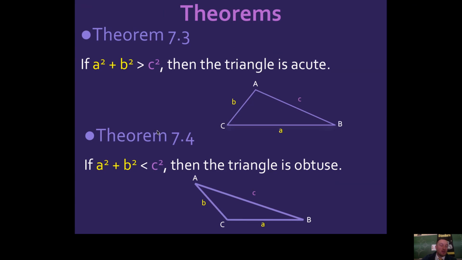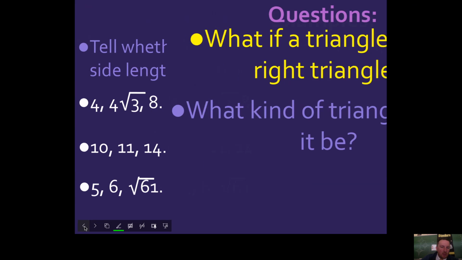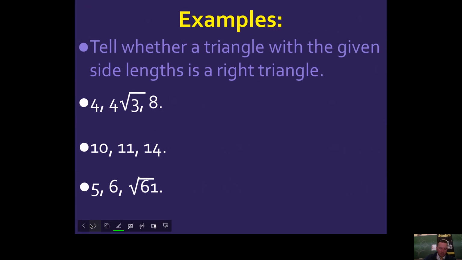Theorem 7.4 says exactly what you would think. What if the hypotenuse squared is bigger than the legs squared? If the right side is bigger than the left side, then the triangle is obtuse. So if we take a second and go back through and look at the problems that we've done already, this one here, this 10, 11, 14, remember we had this math, 221 and 196. 221 is bigger than 196. That means this triangle is not a right triangle, it's acute, because the left side's bigger.